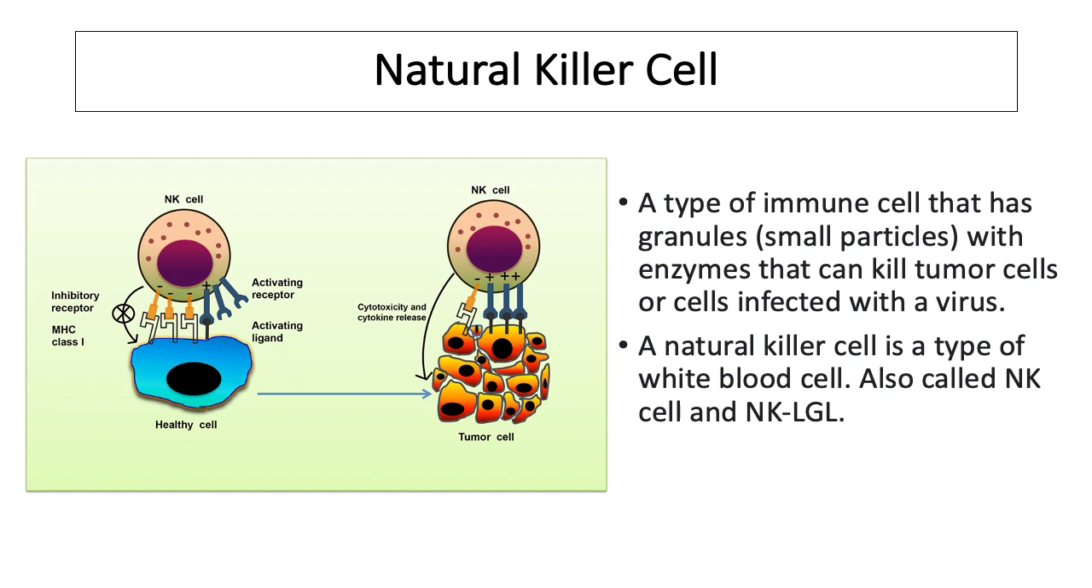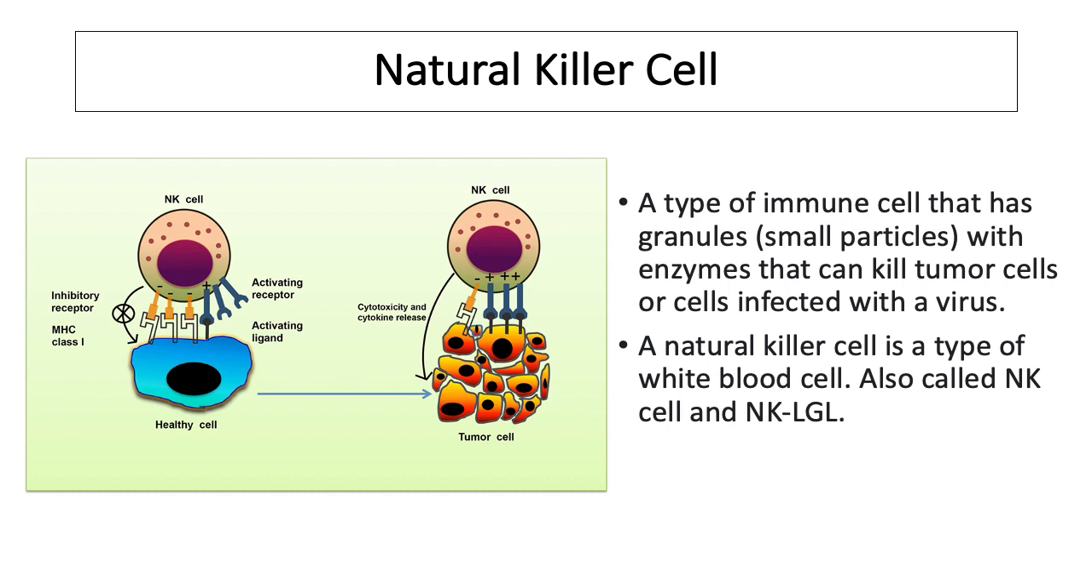And then the other thing related to apoptosis, we did mention them earlier, the natural killer cells, which are extremely important. They're a type of immune cell that has granules or little small particles with enzymes that can kill tumor cells or cells infected with a virus.